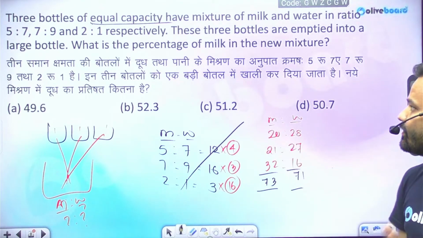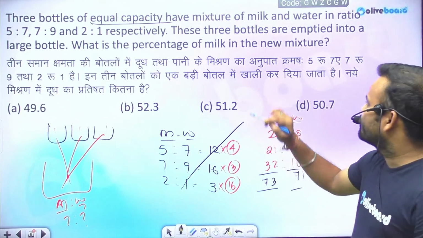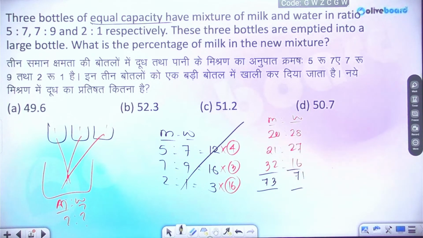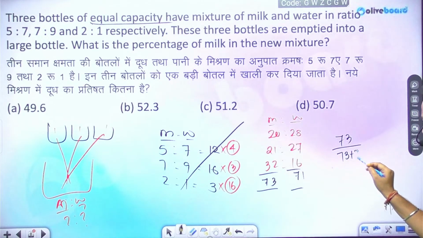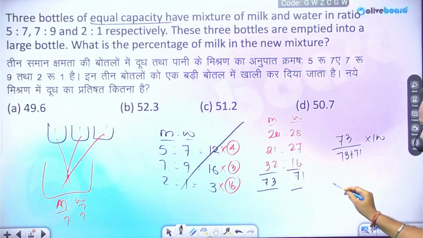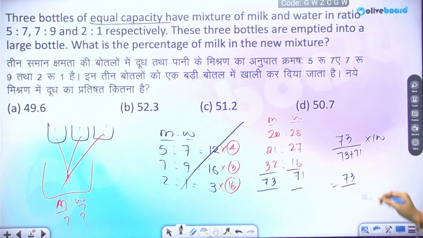7:3, ratio 7:1. But here, what is the percentage of milk in the new mixture? What is the percentage of milk? See, milk is what? 73. Out of total is what? 73 plus 71, into 100. So 73 upon this is what? 144, right? 144 into 100. This is almost 50%, approximately 50%.